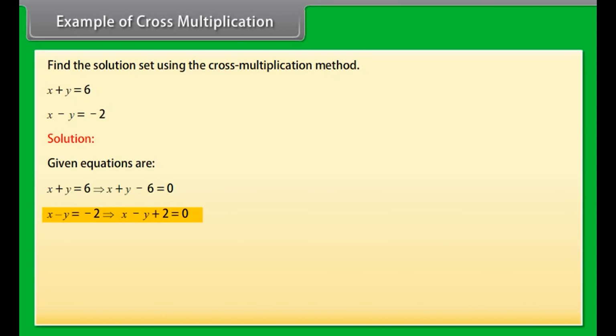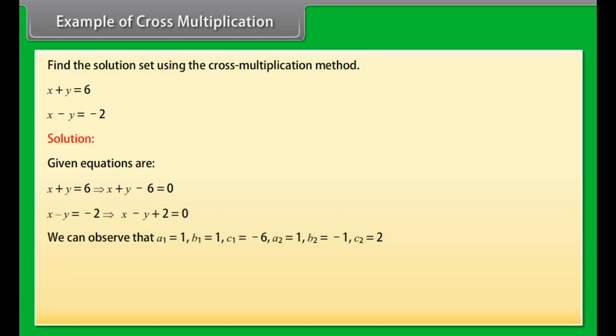X minus y is equal to minus 2, it implies x minus y plus 2 is equal to 0. We can observe that a1 is equal to 1, b1 is equal to 1, c1 is equal to minus 6, a2 is equal to 1, b2 is equal to minus 1, c2 is equal to 2.